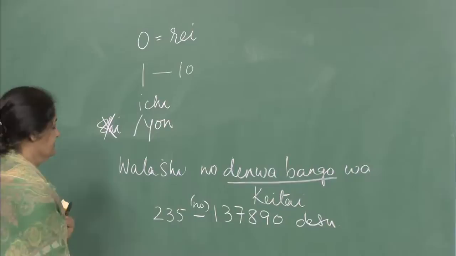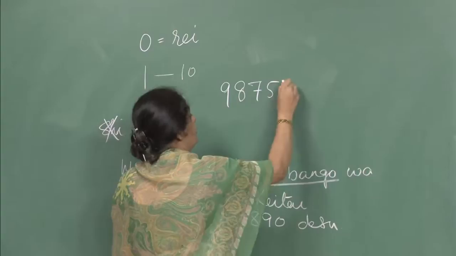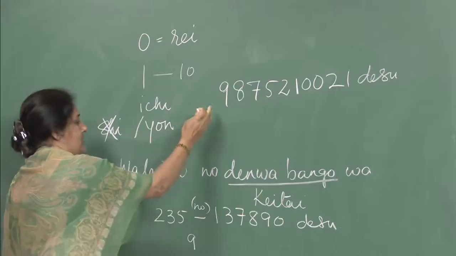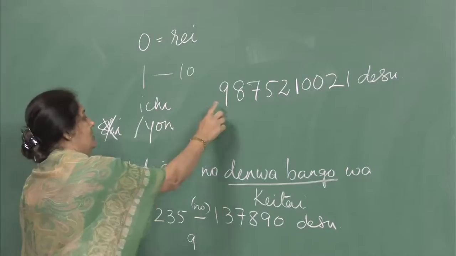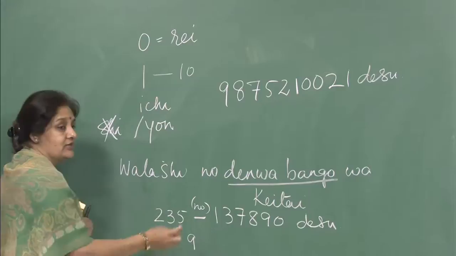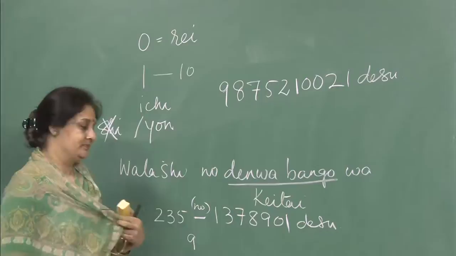Or, watashi no ketai wa 9875210021 です。So very, very simple way. You have to say each number and not 1200 or 1002 or 521. No, all numbers are to be said separately. So please, 私の電話番号は235 no, if there is a dash for the country code or for the area code, 235 no, 1378901 です。Is that all right? So you could tell your number very easily to your friends now.